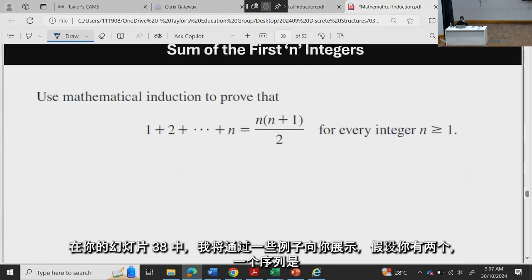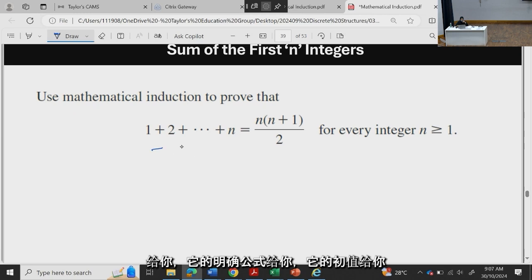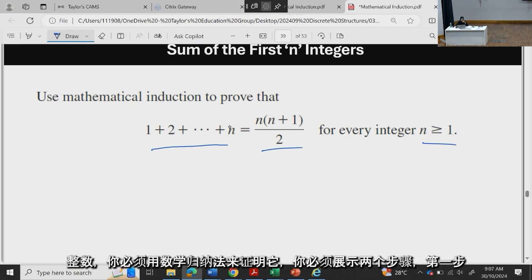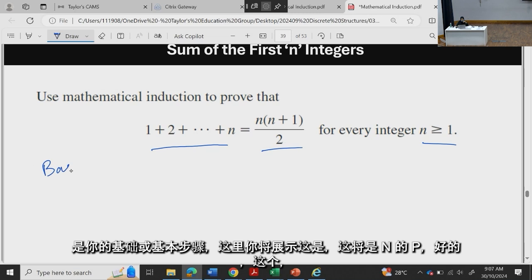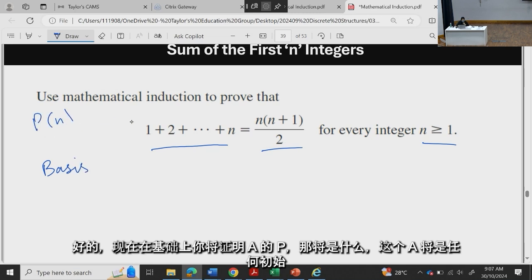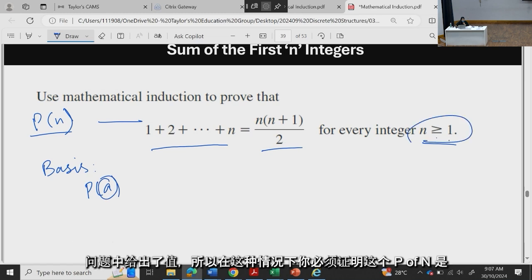Let's say a sequence is given to you and its explicit formula is given to you and the initial value of the integer is given to you, and you have to prove it using mathematical induction. You have to show 2 steps. First one is your basis or base step. Here you will show this will be p of n. Okay, this one. Now in the basis you will prove p of a. What will that be? This a will be whatever initial value is given to you in the question.